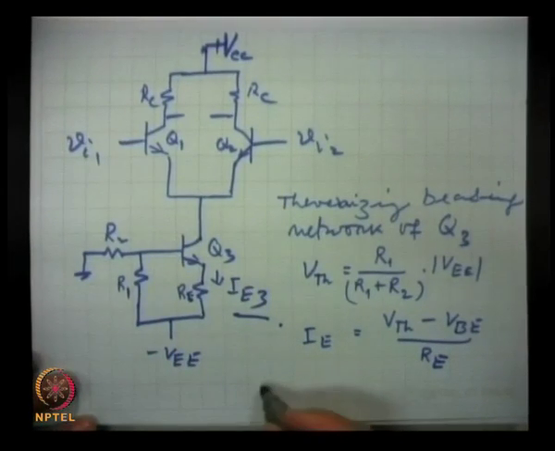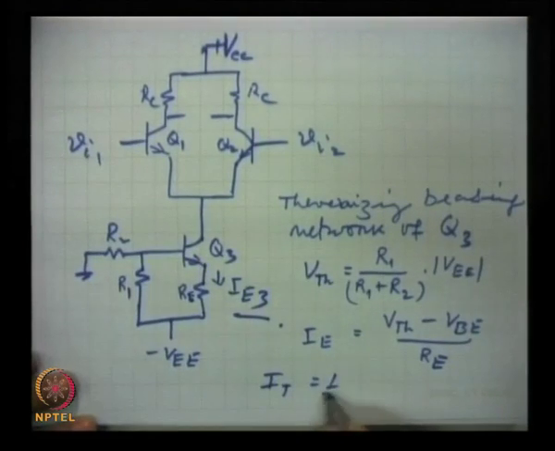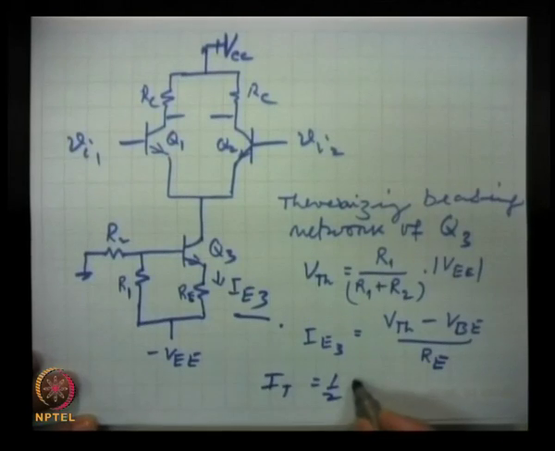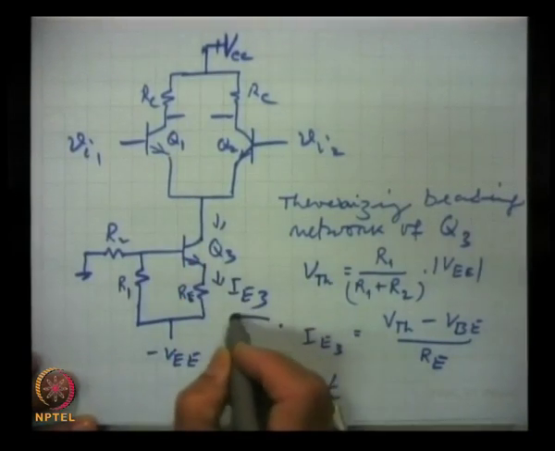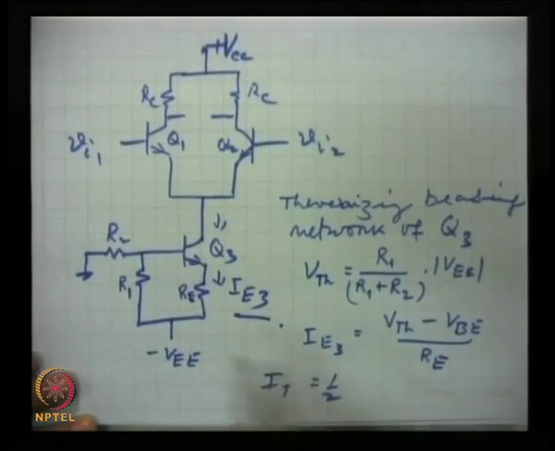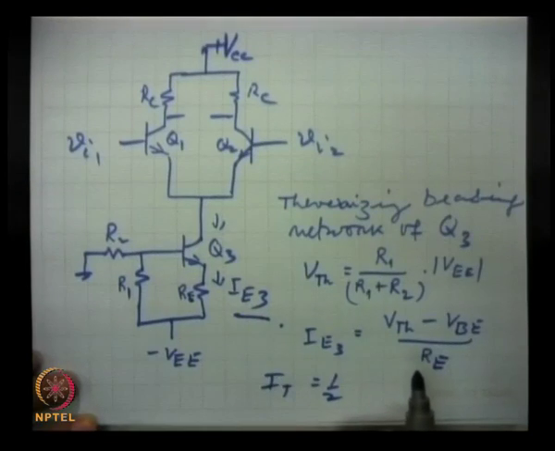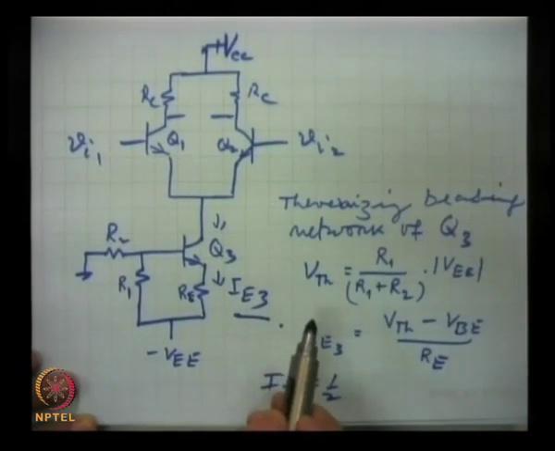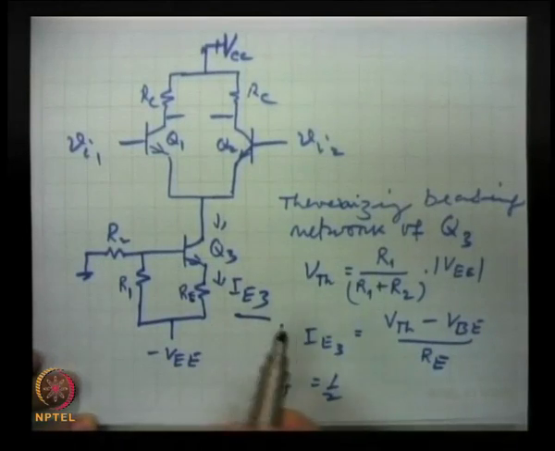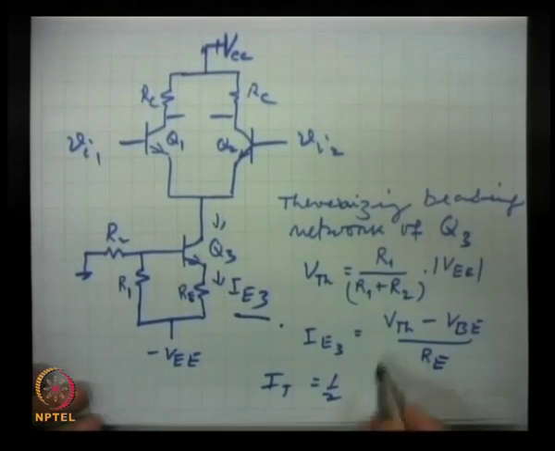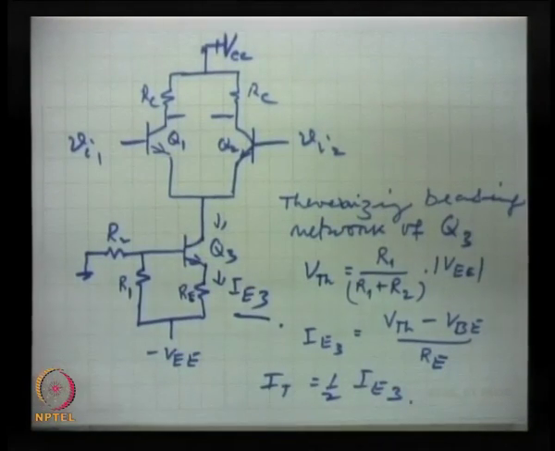And so, the tail current I t is half of I e 3, that is this current and this current. I c 3 is equal to I e 3, because in a bipolar transistor the emitter current and collector current are very close to each other. So, this is half of I e 3.